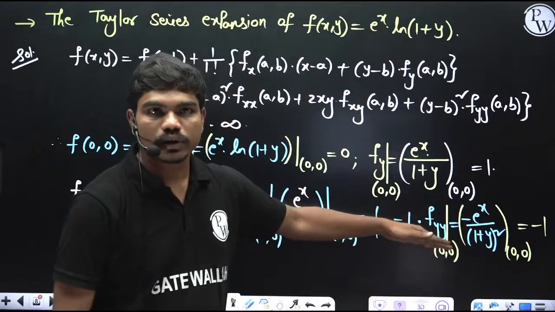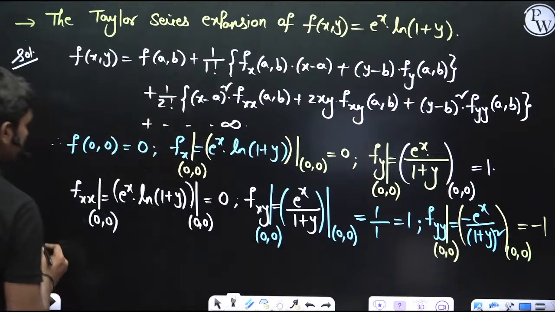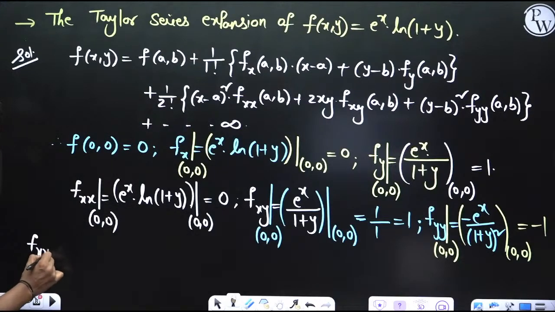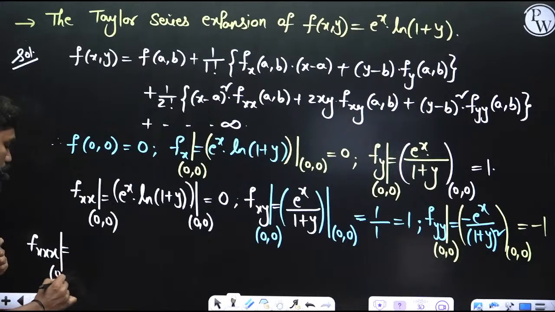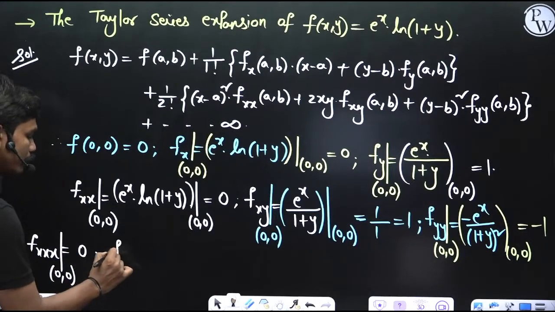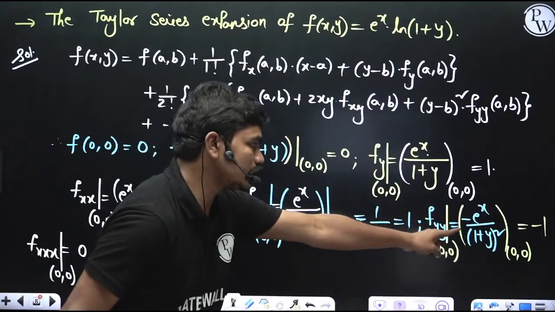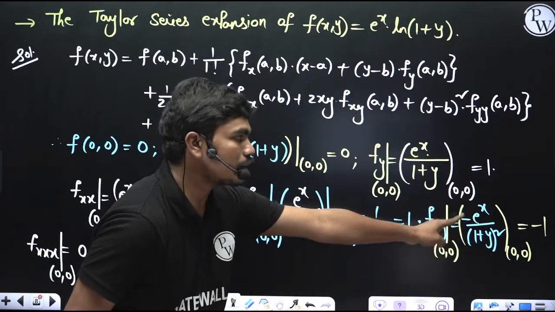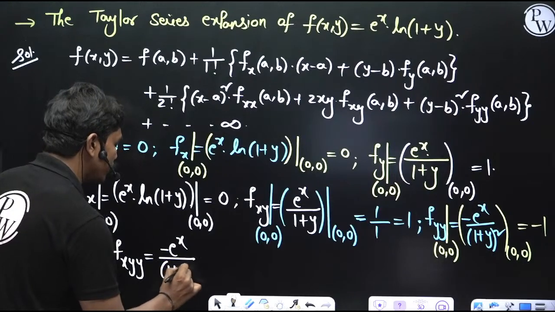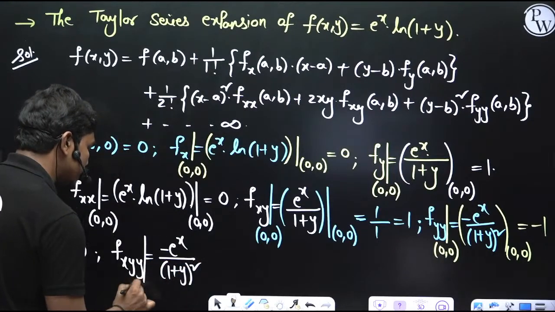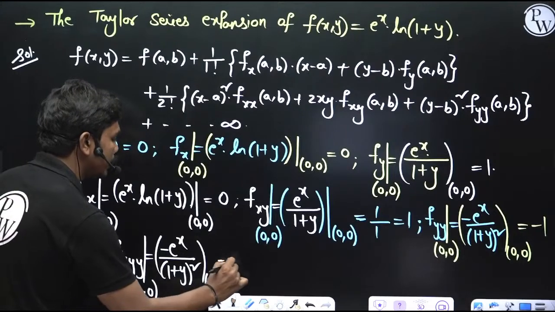Okay, I want you to do the third derivatives also, because I want to teach you something important. If you calculate f triple dash of x, which is again the same function, at 0 comma 0 it's going to be 0. Now fxyy, let's say. You have fyy to be this function. If you differentiate this with respect to x once again, you will get minus e power x by (1 + y) whole square. This at the origin gives you minus 1.